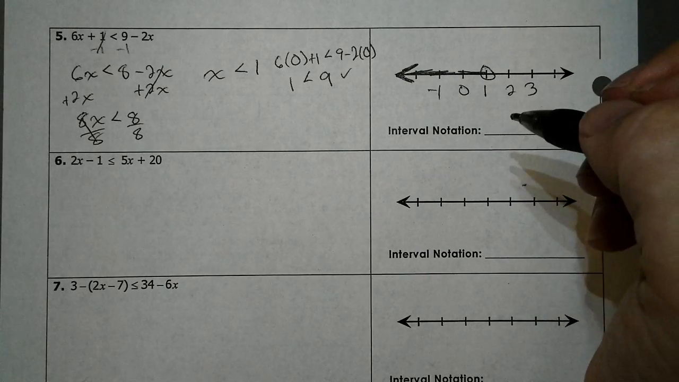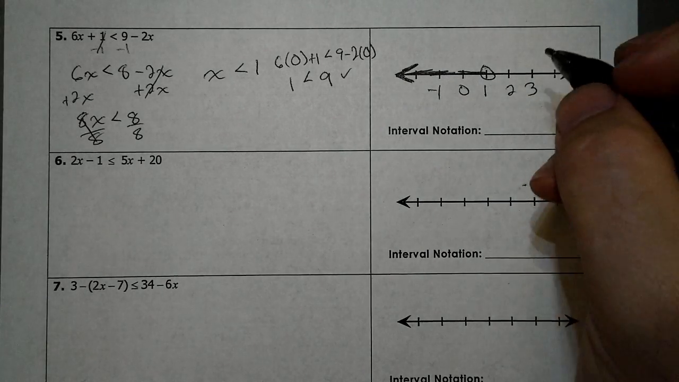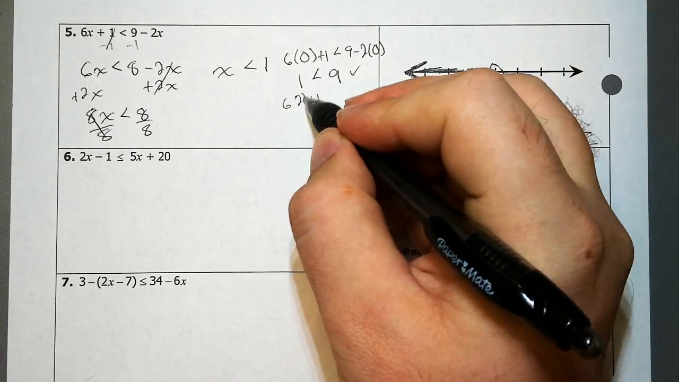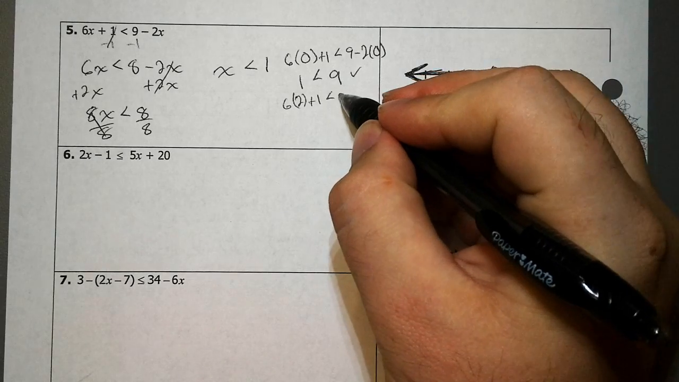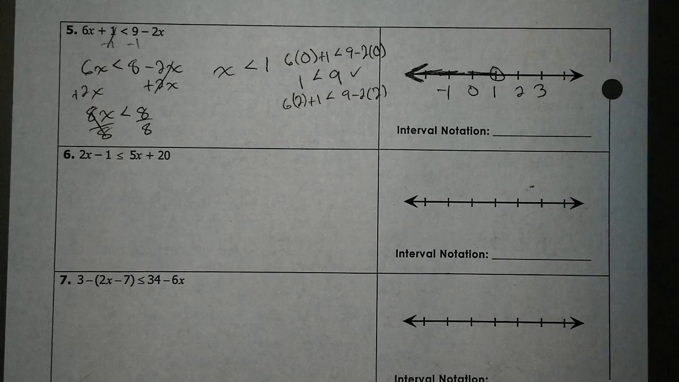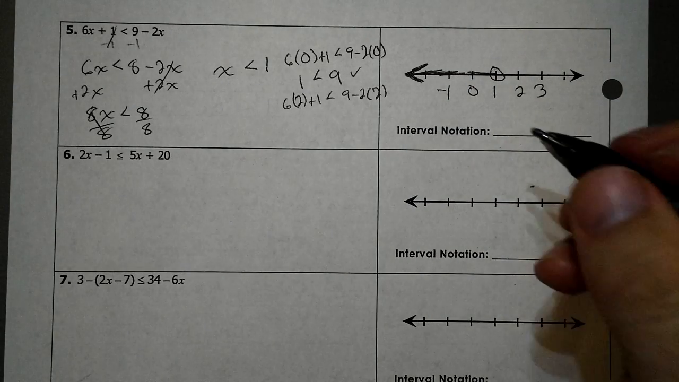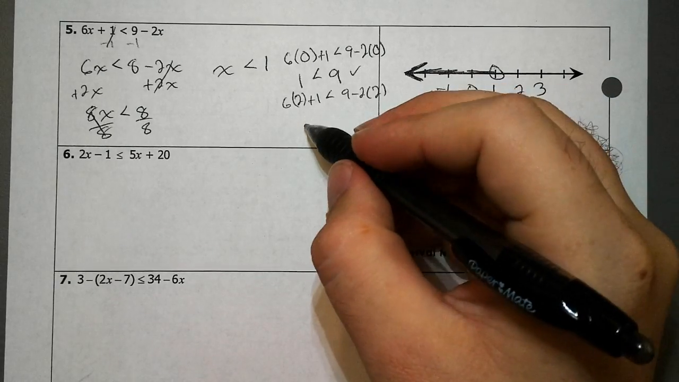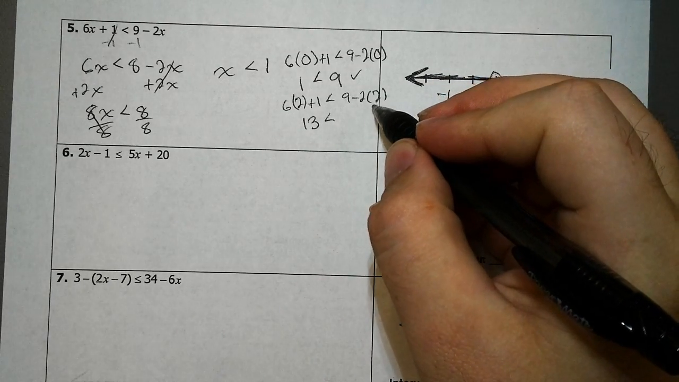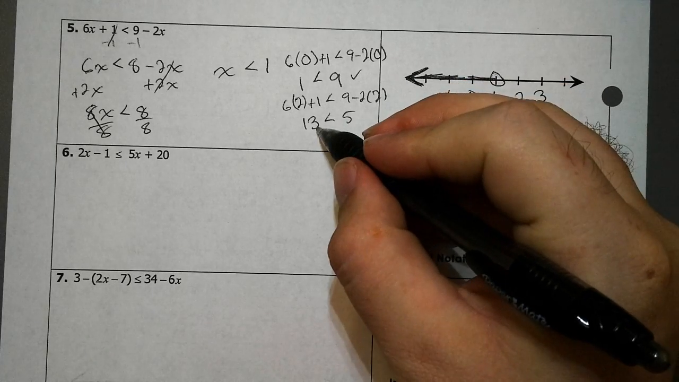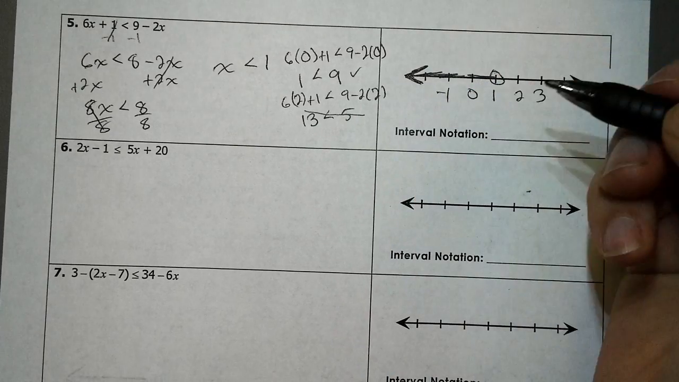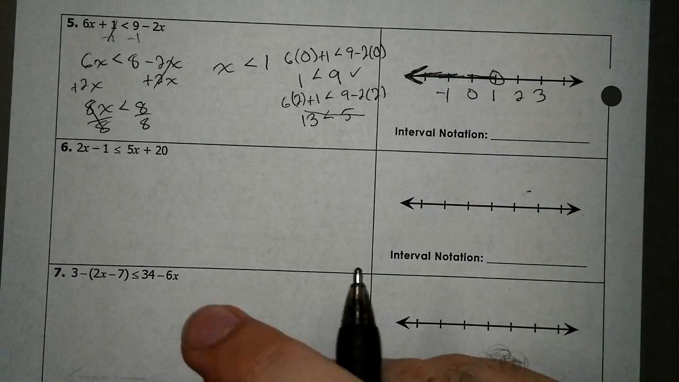Now let's just confirm and do a number on the right. So I'm going to plug in 2. 6 times 2 plus 1, and let's see if that's less than 9 minus 2 times 2. So, working out the left, 6 times 2 is 12. 12 plus 1 is 13. And then 2 times 2 is 4. 9 minus 4 is 5. 13 is not smaller than 5. So that one does not work. So none of these numbers will work over here.